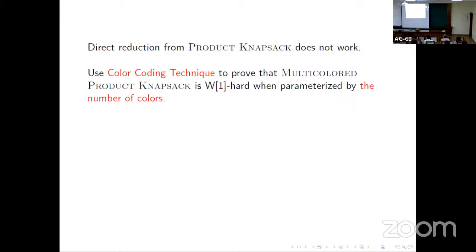Now notice that when you want to give the reduction from the product knapsack problem to our problem, it may not work exactly, because we have shown that product knapsack is W1 hard by the number of items in the knapsack. If we use the reduction that we had in mind, then we will prove that our problem is hard parameterized by the number of players that we bribe. So we want to avoid that. So we apply the color coding technique and prove that the multicolored version of this problem, that is the multicolored product knapsack problem, is W1 hard when parameterized by the number of colors.